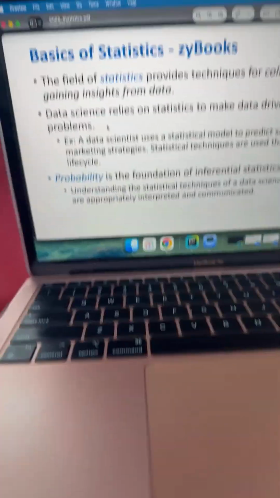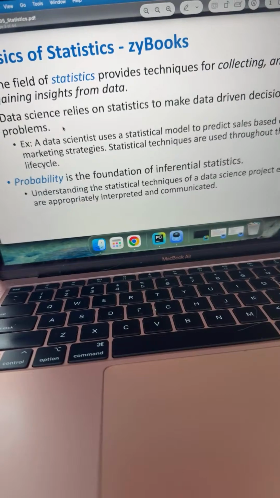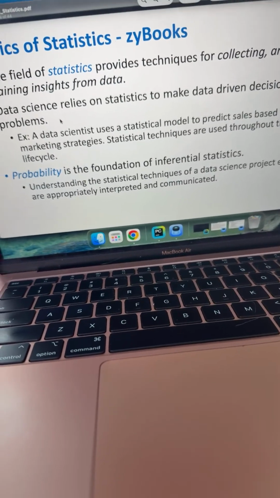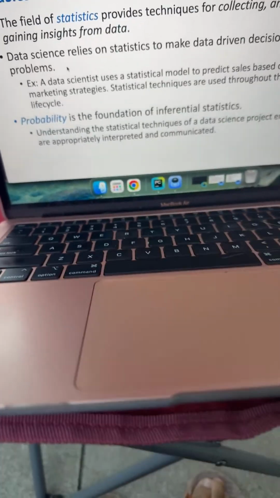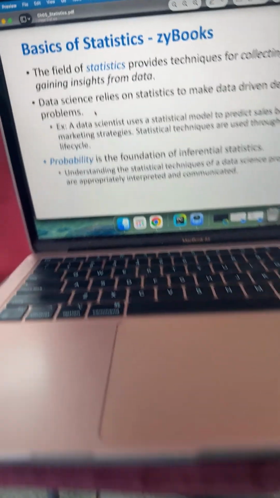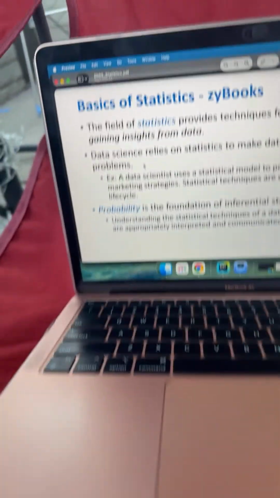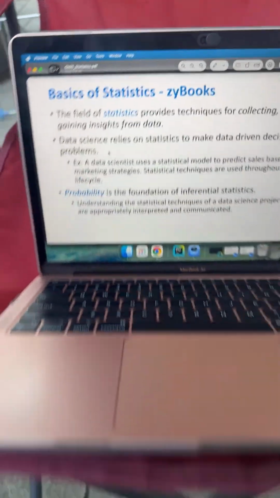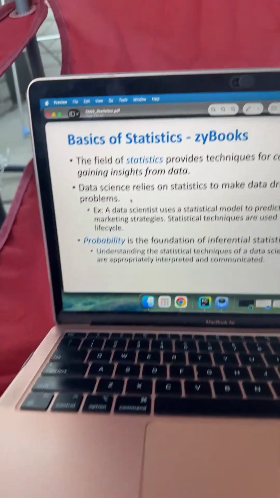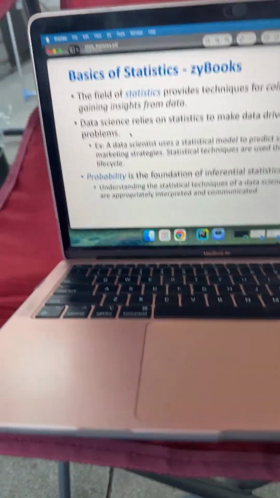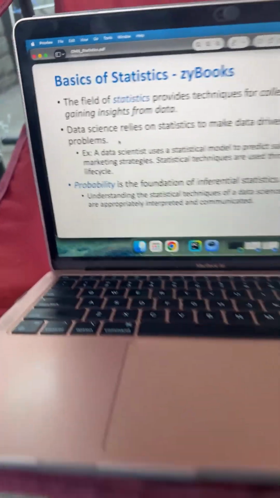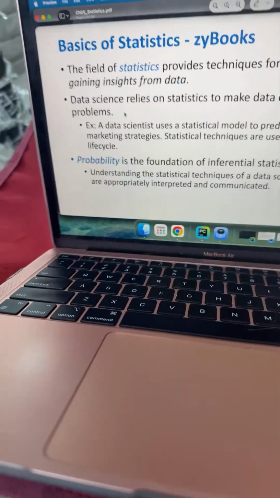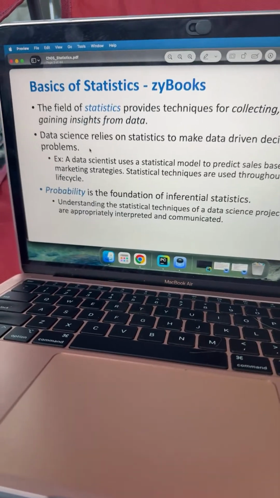The field of statistics provides techniques for collecting, analyzing, and gaining insights from data. Data science relies on statistics to make data-driven decisions and solve problems. For example, a data scientist uses statistical models to predict sales based on possible marketing strategies. Statistical techniques are used throughout the data science lifecycle, so probability is the foundation of inferential statistics. Understanding the statistical techniques of a data science project ensures results are appropriately interpreted and communicated.